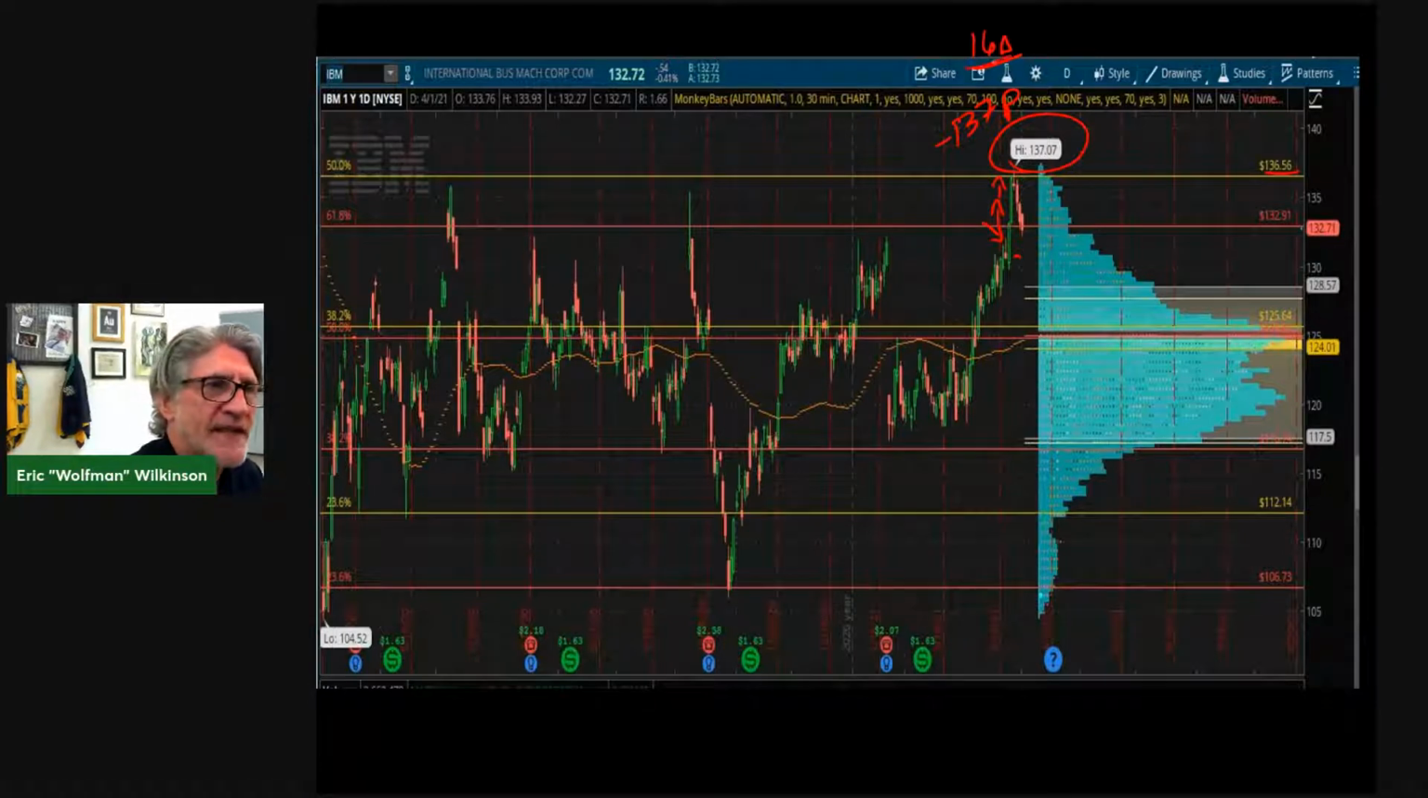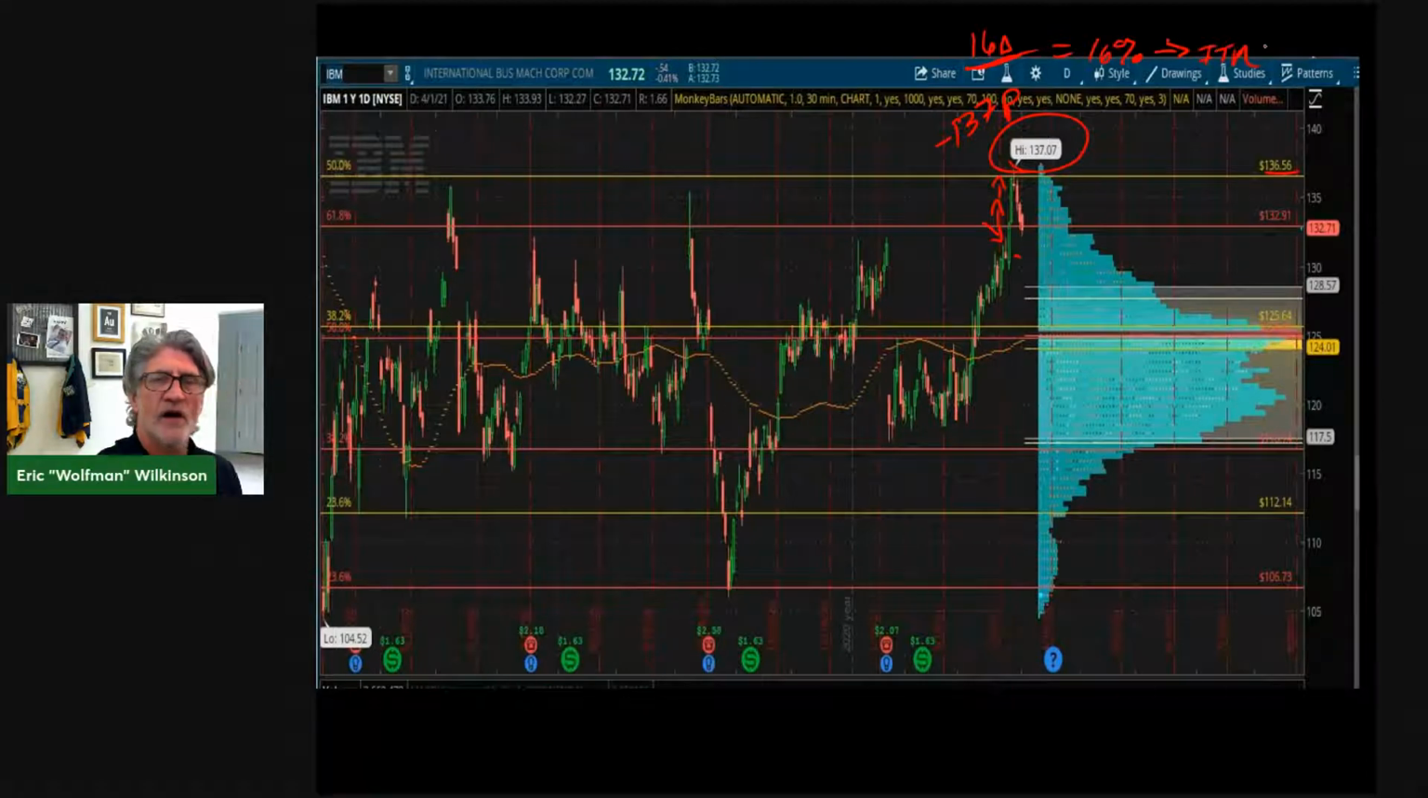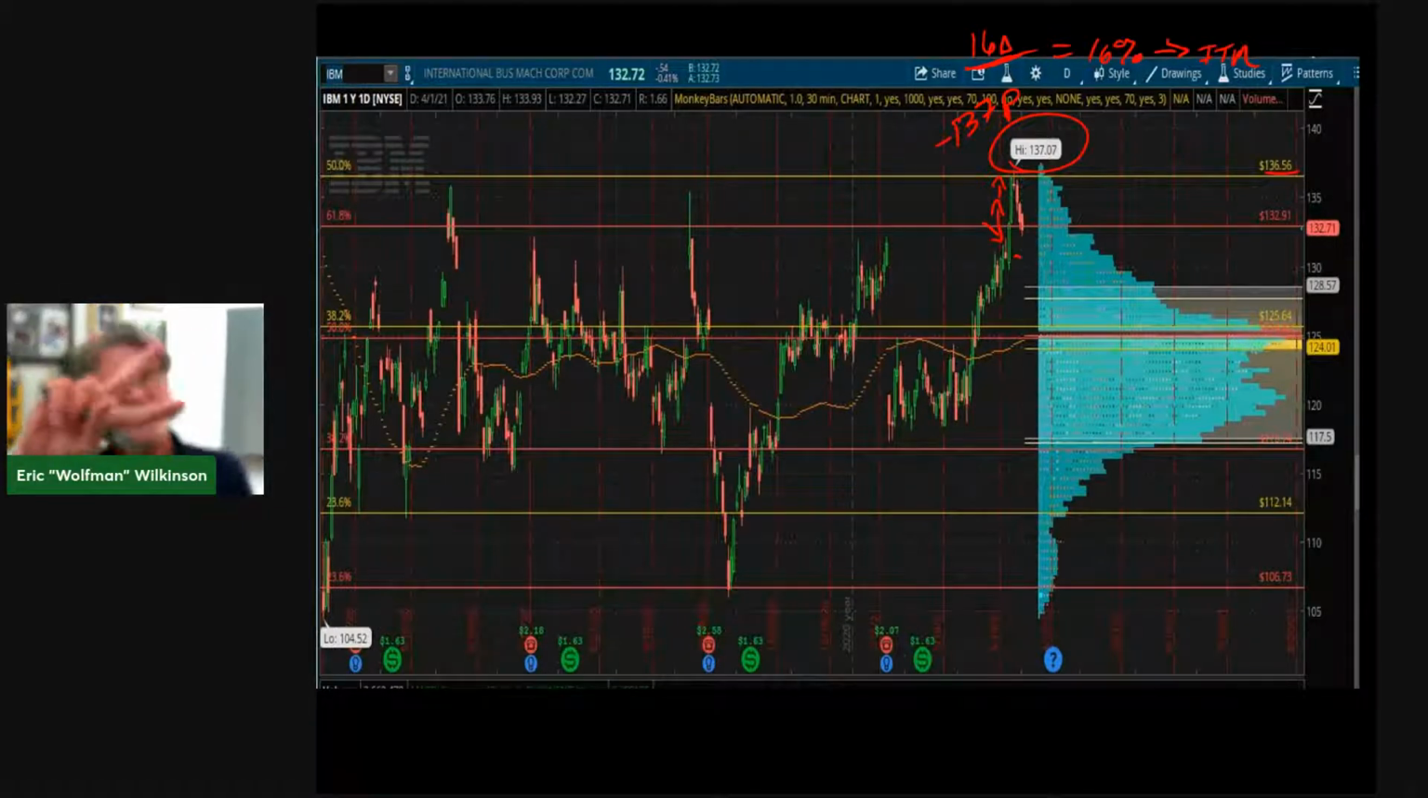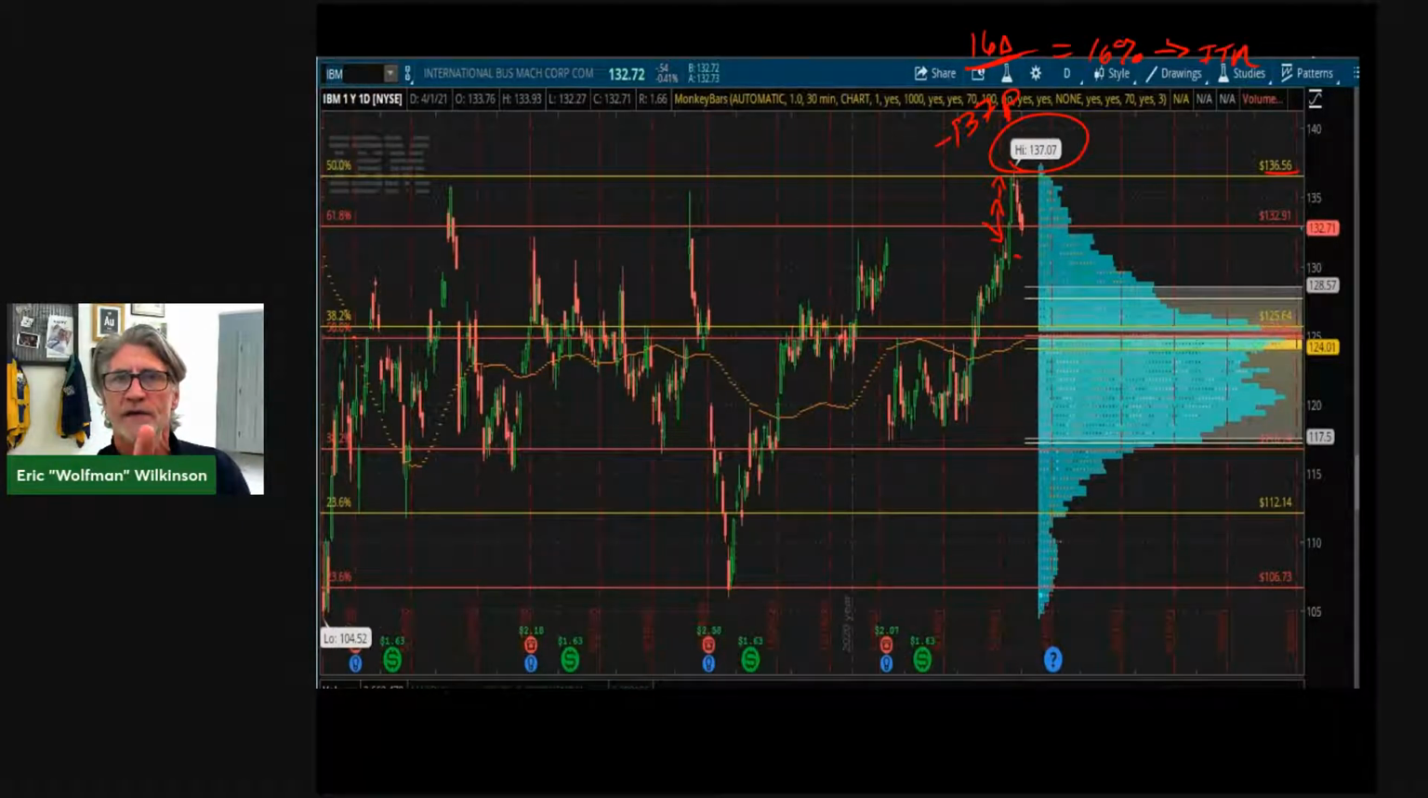Now, 16 delta is equal to a 16% probability of going into the money. All right. That means one penny in the money, that would have to settle 137.01. That is a 16% probability of happening. All right. So that would cause my put to settle in the money in that case.